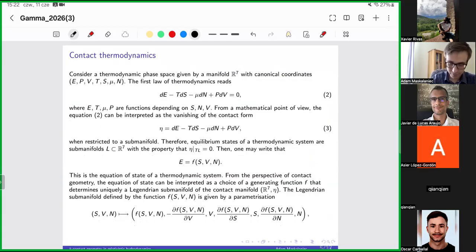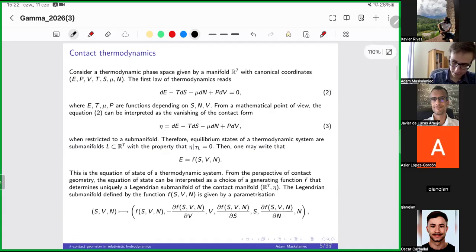So as I mentioned before, in thermodynamics we can see quite similar equations, in fact. So the first law of thermodynamics can be expressed in this form highlighted as the equation number 2. And in fact, mathematically, it's a condition of vanishing of certain differential form. The differential form that it turns out to be, in fact, a contact differential form.